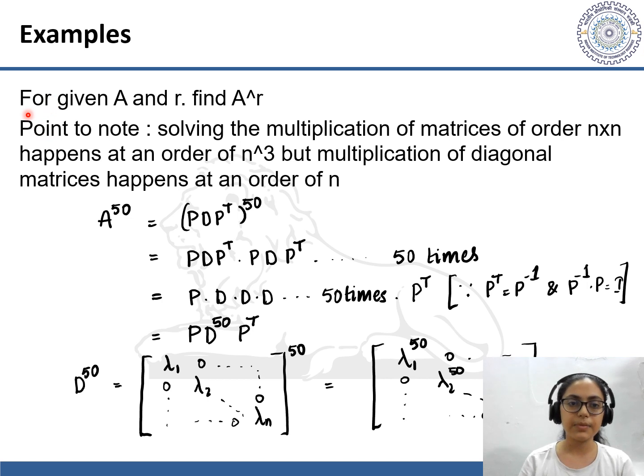Let's take an example. For given A and R, find A power R. A point to note is that multiplying two matrices of order n cross n will be done at a time complexity of order n cube, whereas multiplication of two diagonal matrices of the same order happens at an order of n, which is more efficient than multiplying two non-diagonal matrices. Therefore, let's take A power 50, where R is 50.